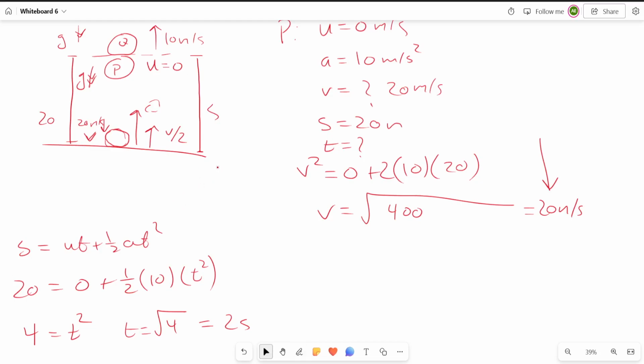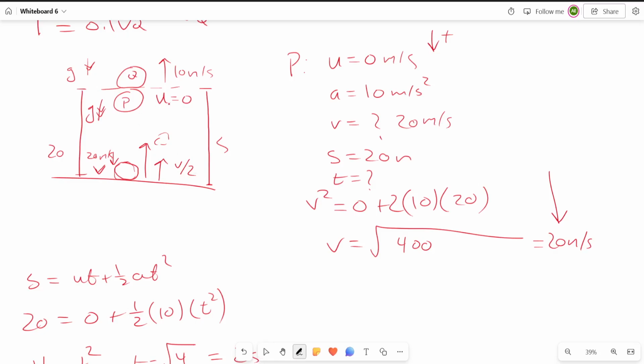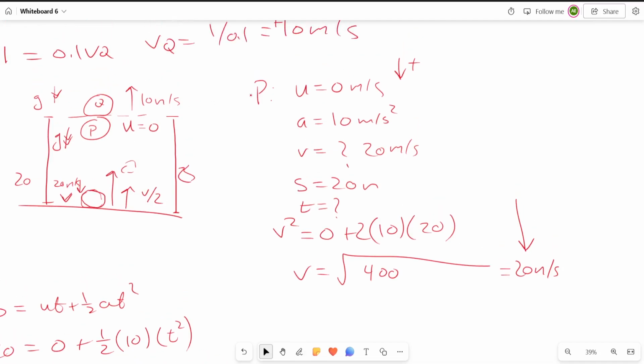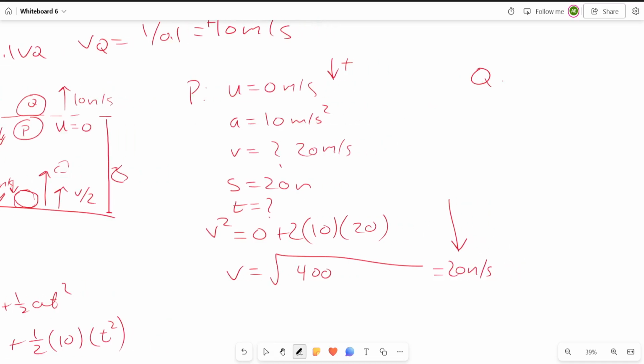Okay, so now let's see what happened to q in those 2 seconds. Okay, so now 2 seconds have passed. v is here with a velocity of 20 meters per second, and it's about to hit the ground. Let's see what happens for q in those 2 seconds. So for q, let's take up as positive now. I know that my u was 10 meters per second upward, so it's positive 10. I know that my time that I'm interested in was 2 seconds.